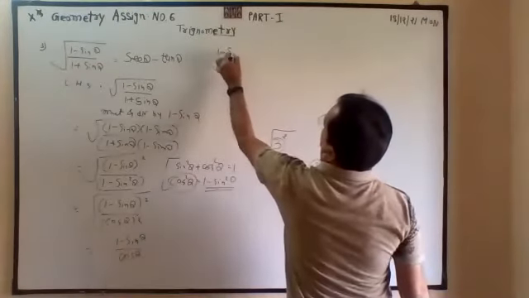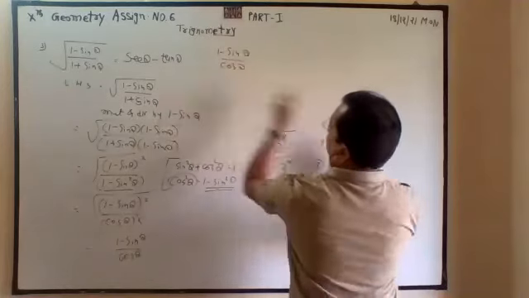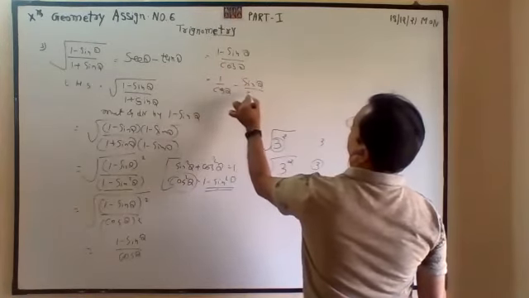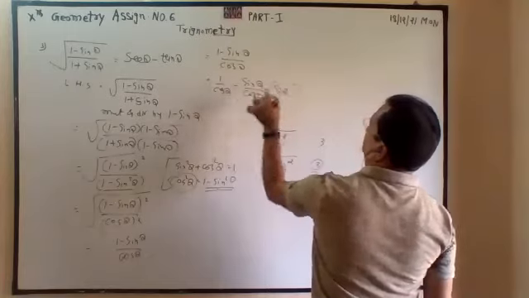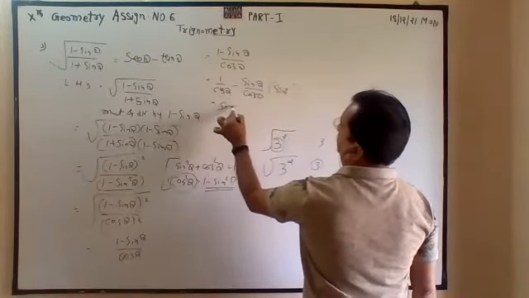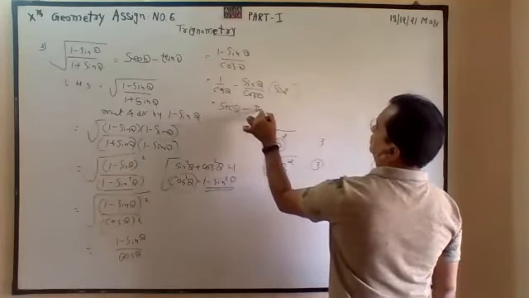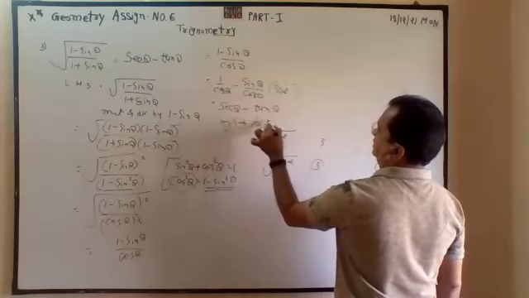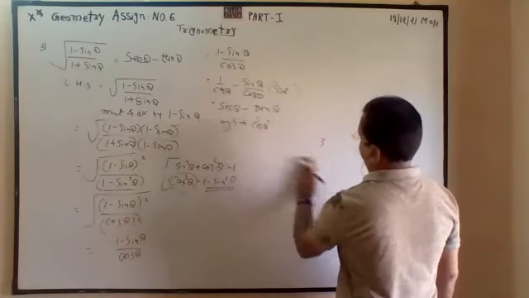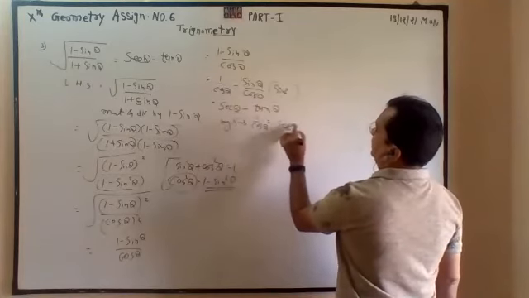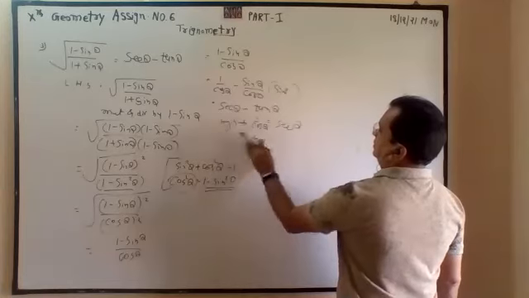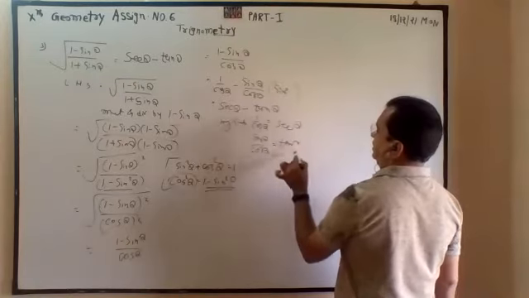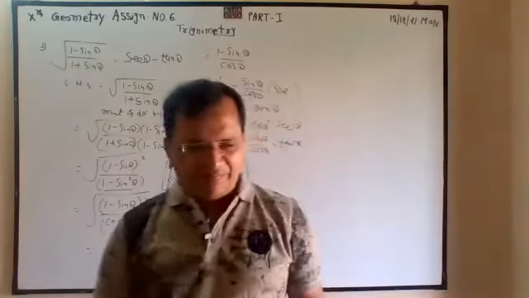Now 1 minus sine theta divided by cos theta. Now individual division: 1 by cos theta, sine theta. Simplify. 1 by cos is equal to sec theta. Sine by cos is equal to tan theta. By substituting, 1 by cos theta is equal to sec theta, and sine by cos theta is tan theta. Follow?